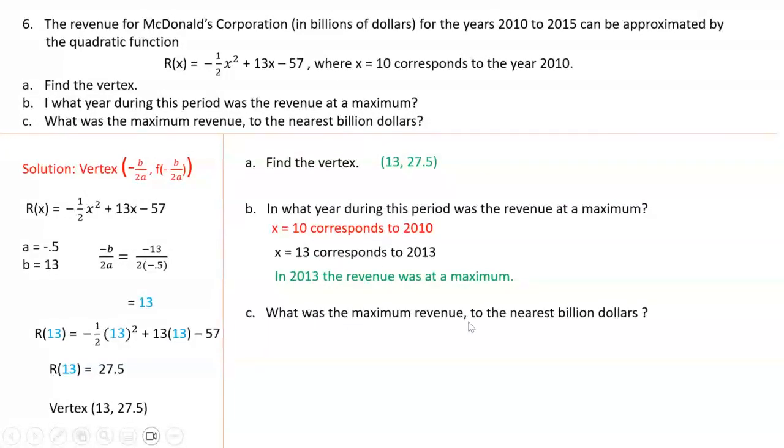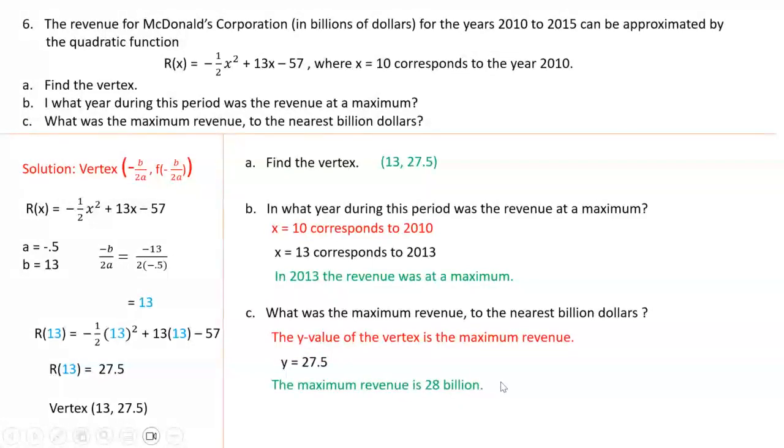Now for C part, what was the maximum revenue to the nearest billion? It's going to be the y part of the vertex. Rounded off to the nearest billion is going to be 28 billion. The maximum revenue is 28 billion. Okay, this is the answer. The answers for 6, A, B, and C.